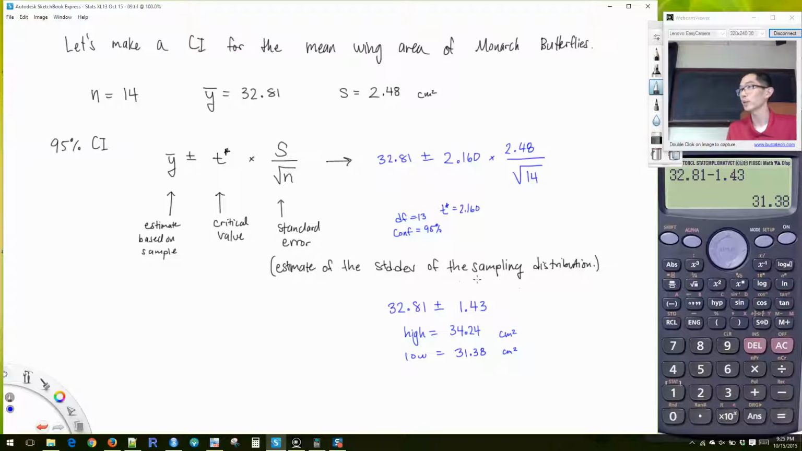Is this okay? The math and all of this? All right, so here's the important part, the interpretation. What is this a confidence interval for?